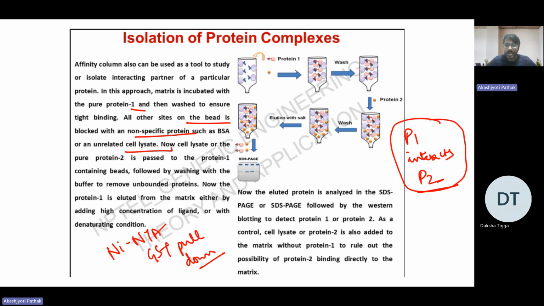You will run an SDS-PAGE. If you run an SDS-PAGE and you see that in the elution fraction you have bands of both protein 1 and protein 2, it means that protein 1 interacts with protein 2. But if it so happens that in your wash fraction your protein 2 gets eluted, then it means that protein 2 does not interact with your protein 1, and you will get a separate band of protein 1 in one lane and a separate band of protein 2 in the other lane. Okay, so this is a pull down assay, which is done regularly to study the interaction of one protein with the other protein.